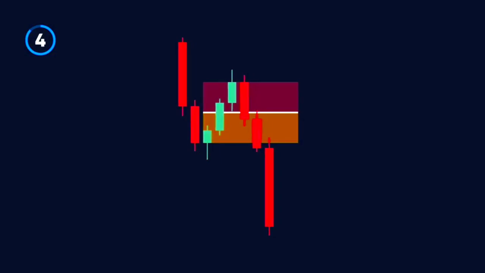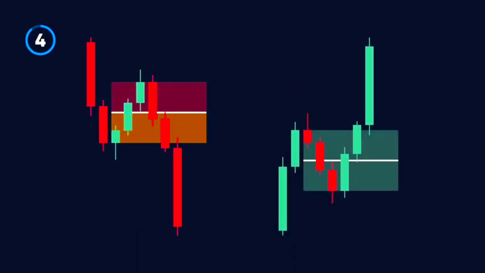And then another small tip worth mentioning here is that when we draw out the range of an order block, the 50% mid-level of the order block is an important level to pay attention to.